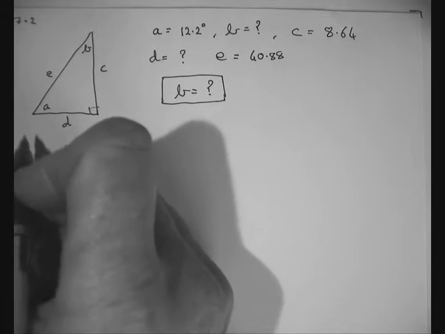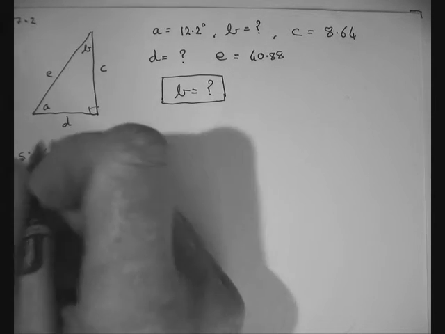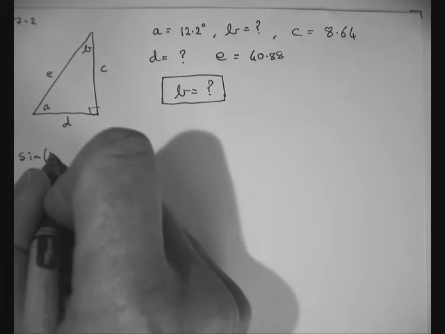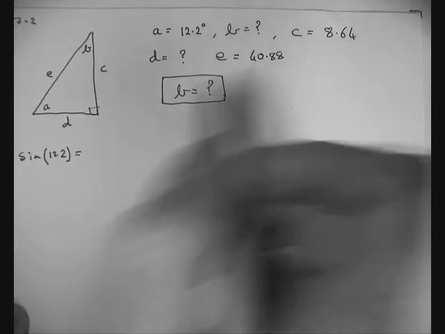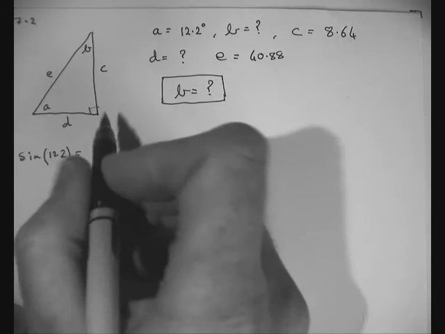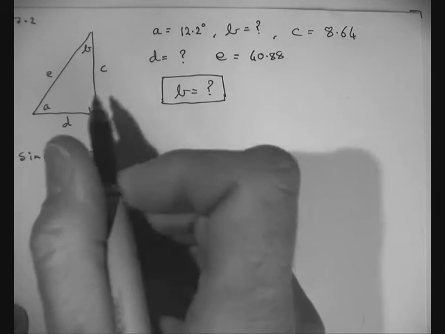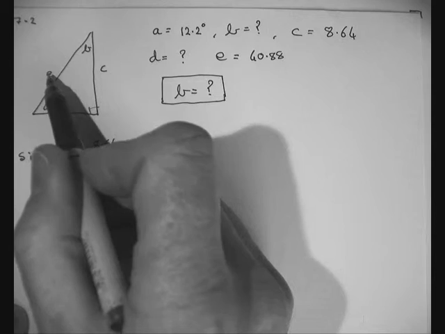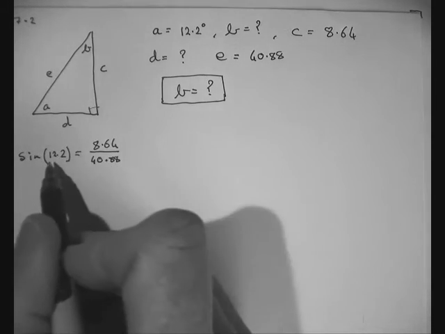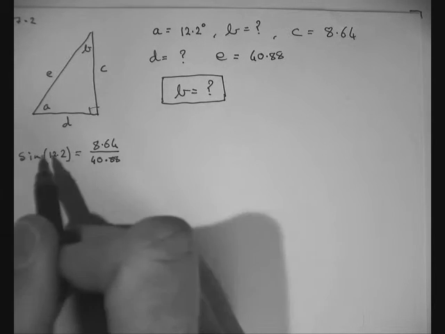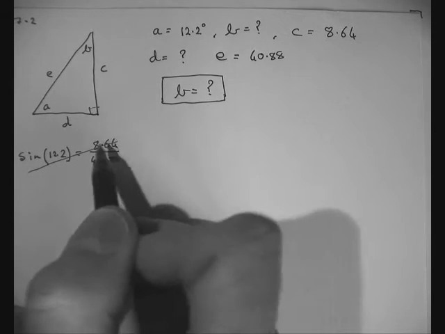Using some of our trig tools, using the sine function, sine of the angle A, which is 12.2 degrees, equals the opposite, which is C. C is 8.64. C is opposite to the angle A. That's 8.64 divided by the hypotenuse E, which is 40.88. This is of no use to us. We're trying to find B, and B does not appear in this equation.